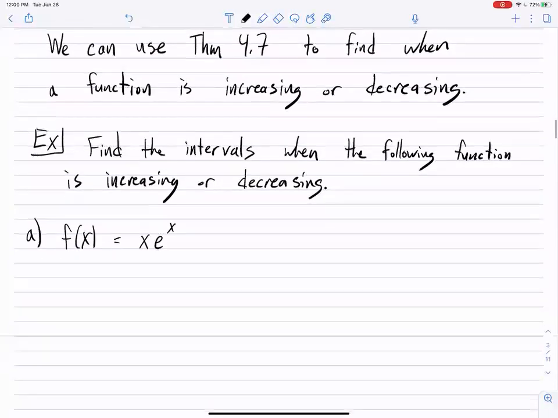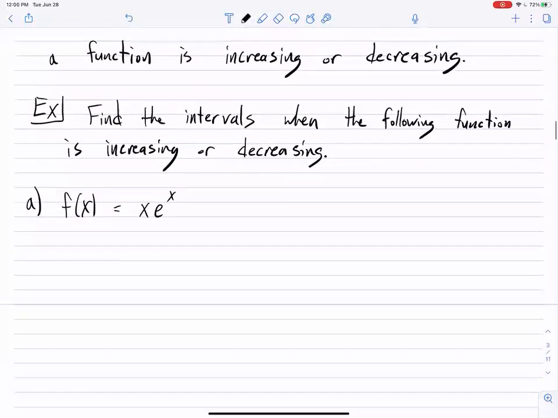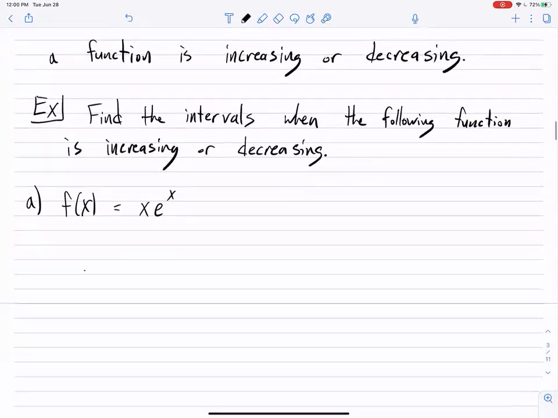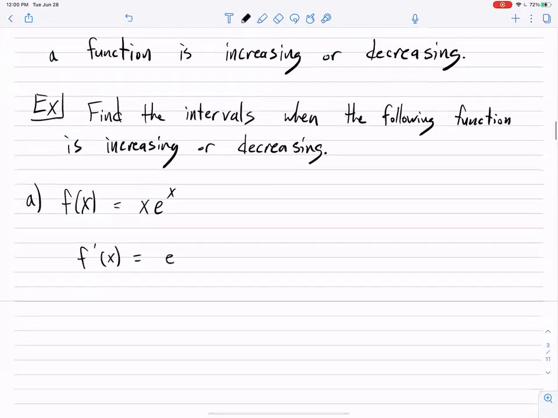Is increasing or decreasing. And so what we do is we're going to find the derivative. So let's find the derivative. The derivative is just the product rule. So it's x. We'll take the derivative of x as just 1. So it's e to the x plus x times the derivative of e to the x, which is x e to the x. And that's going to just be e to the x times 1 plus x.